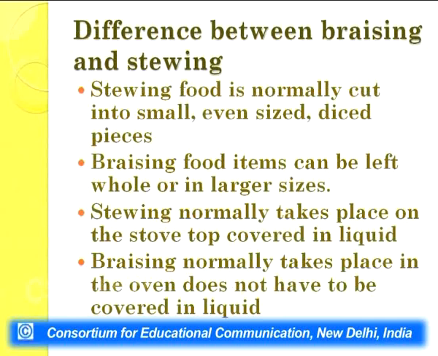So, the difference between braising and stewing. Stewing food is normally cut into small, even sized diced pieces. Braising food items can be left whole or in larger size. Stewing is done on the burner and braising is done in the oven. Stewing normally takes place on the stove top covered in liquid, and braising normally takes place in the oven and does not have to be covered in liquid.